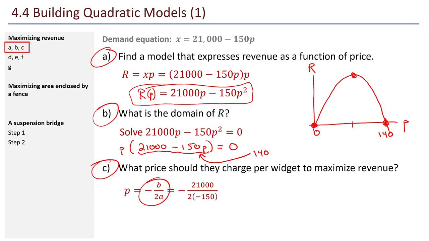That parabola, the x value, or in this case the p value of that vertex, is negative b over 2a. And by plugging in the b and the a into negative b over 2a, I can find that, oh, it is indeed 70. So if I charge $70 per widget, that will maximize my revenue. That's kind of a nice real-life problem.